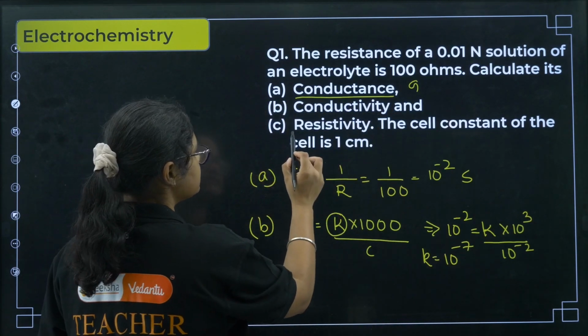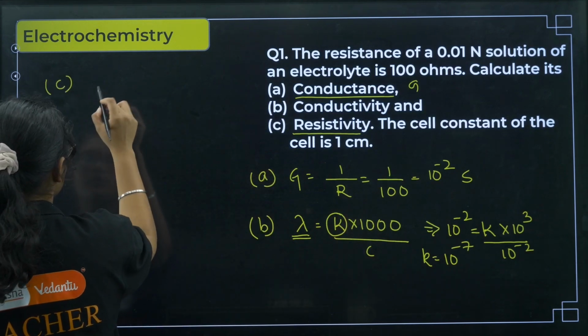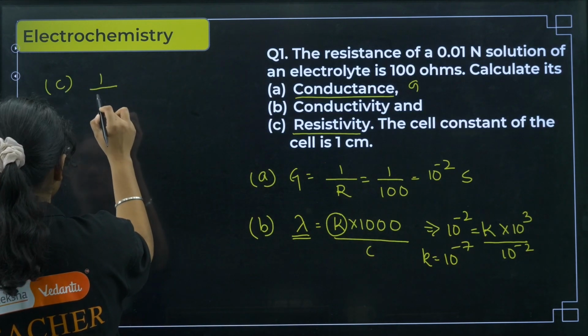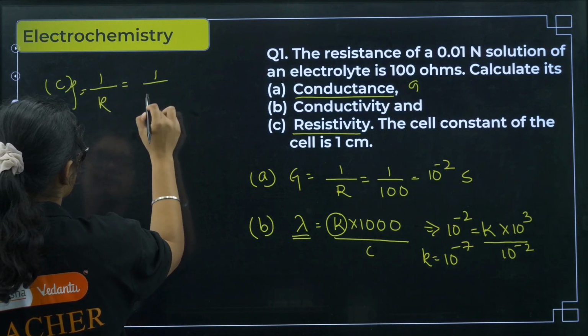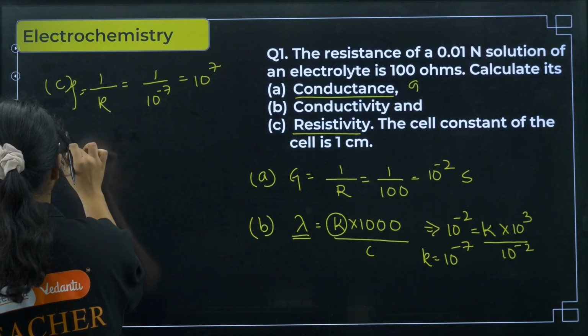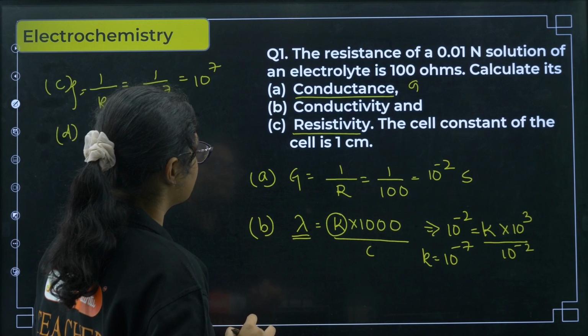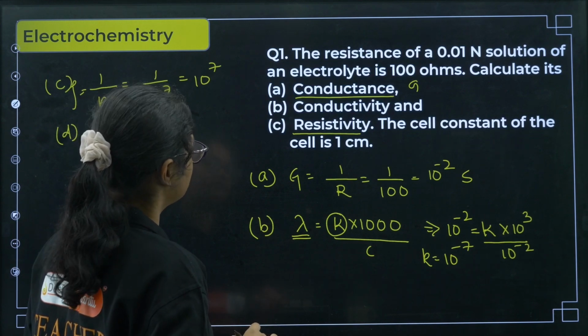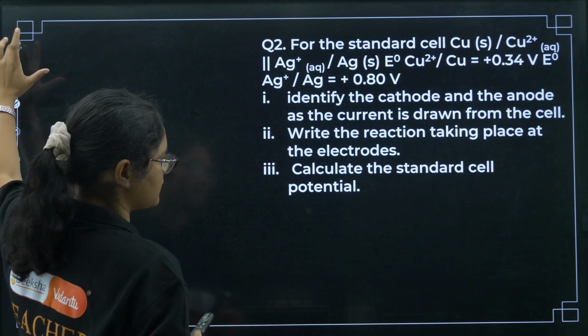Next is resistivity. Resistivity will be 1 by conductivity. Resistivity is 1 by kappa. So that will be 1 by 10 to the power of minus 7, that is 10 to the power of 7. Next, cell constant is also given, but I think we do not need that. We can directly calculate in this way. Let us see the answer.